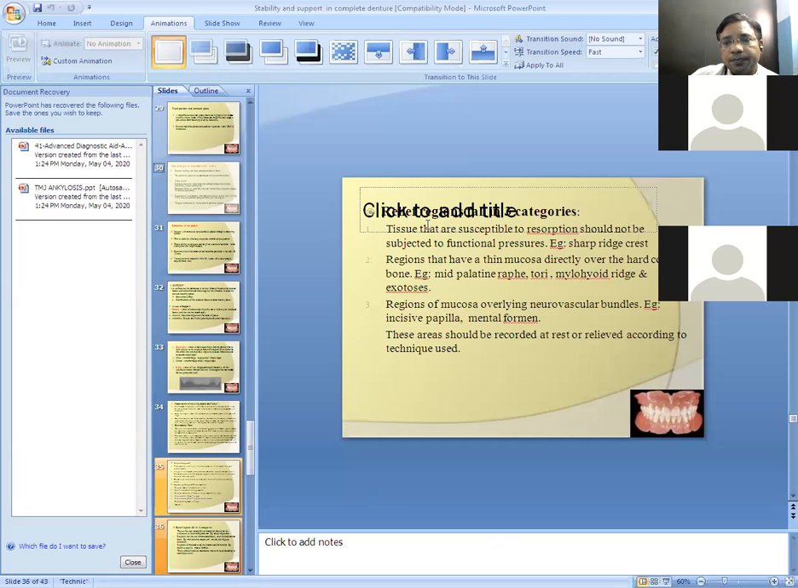Okay. So tissue that is susceptible to resorption should not be subjected to pressure. In sharp ridges, we have to reduce them surgically, or we have to use a different impression technique. That means we can use the window technique to improve the support.